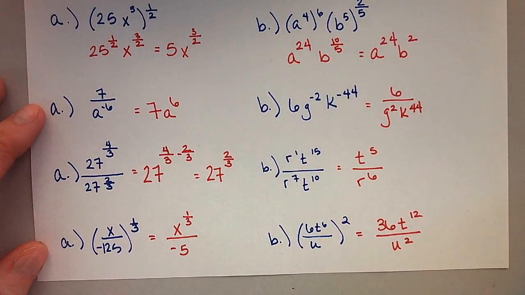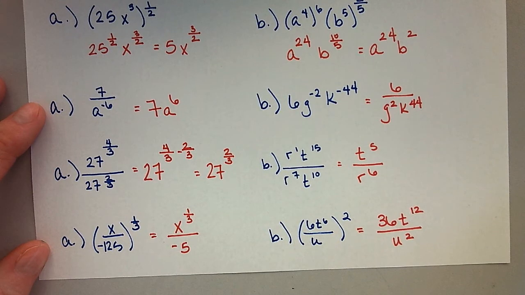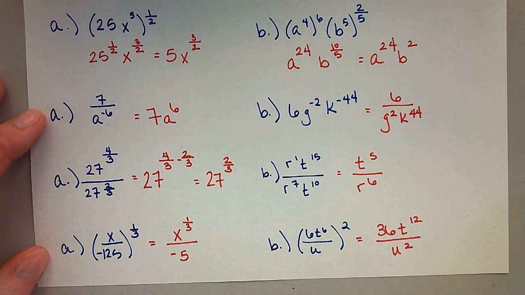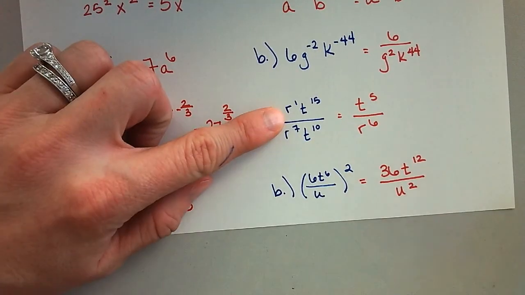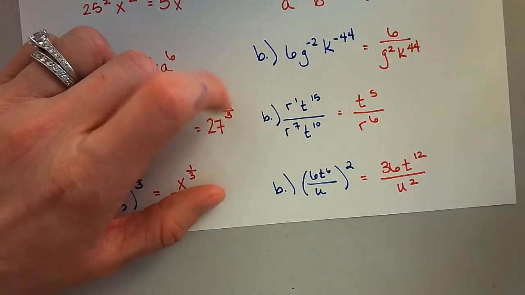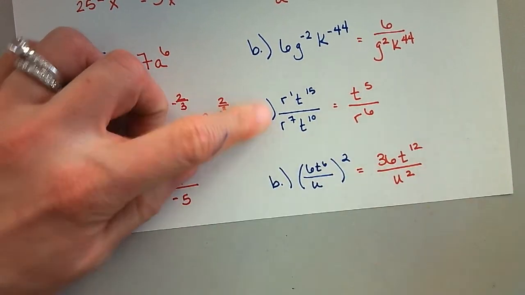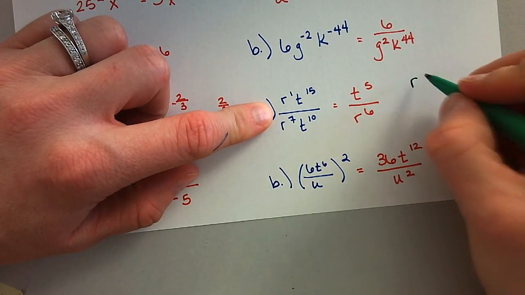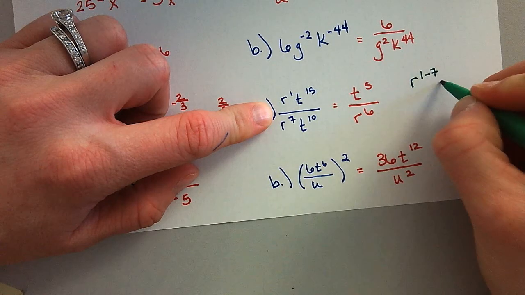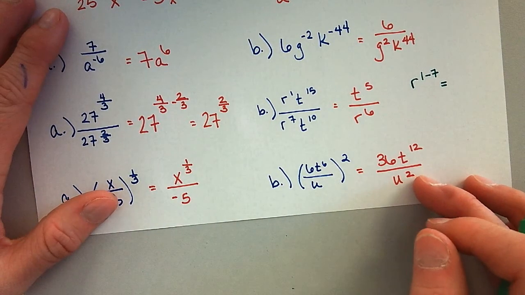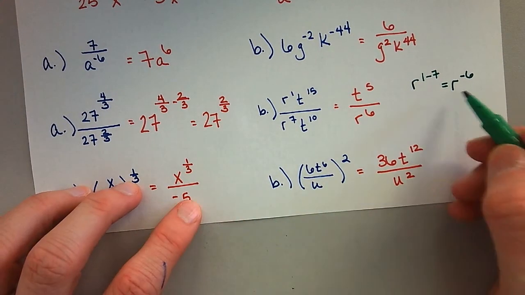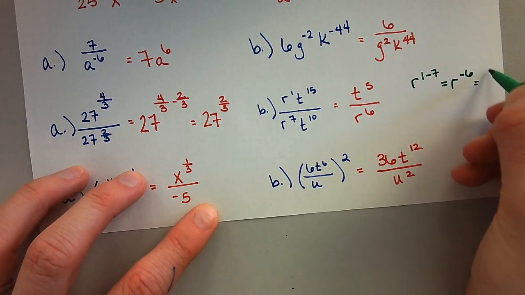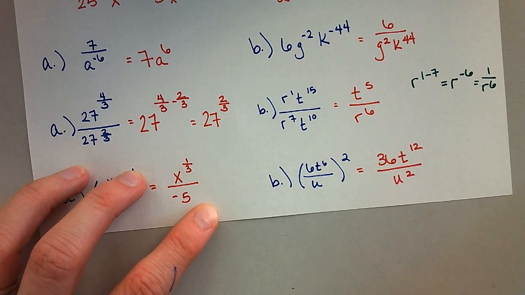All right. Anything else from your foldable? Yes. The a to the 4 raised to the 6. This one. Okay. So when you have the same base, you subtract the exponents, right? So I have the same base of r, so I have r to the 1 minus 7. What's 1 minus 7? Negative 6. So r raised to the negative 6 is equivalent to 1 over r to the 6th.